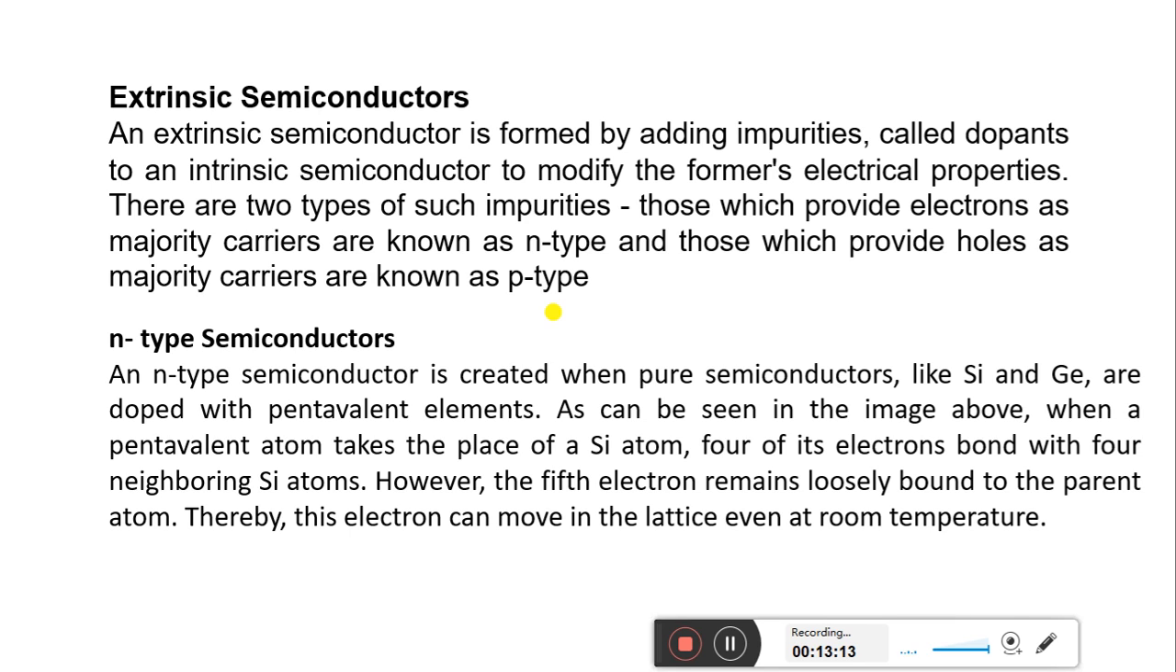But at room temperature, nothing happens. So here, this loosely held electron can move in the lattice even at room temperature. If we don't increase the temperature, that is, at normal room temperature, this electron can still move freely. That's why in an n-type semiconductor, the majority carriers are the electrons, and they move freely, and that's why the conductivity increases.